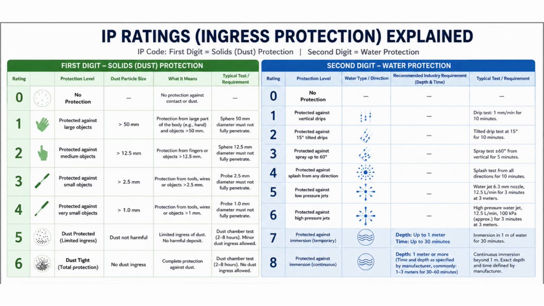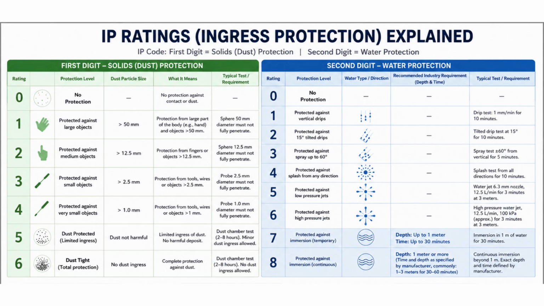This image explains how to read an IP rating, or ingress protection rating, and what each digit means. The first digit represents protection against solid objects and dust. A rating of 1 blocks objects larger than 50 millimeters, while ratings 2, 3, and 4 protect against progressively smaller objects down to 1 millimeter. A rating of 5 means limited dust may enter, but not enough to affect operation. A rating of 6 means the enclosure is completely dust-tight.